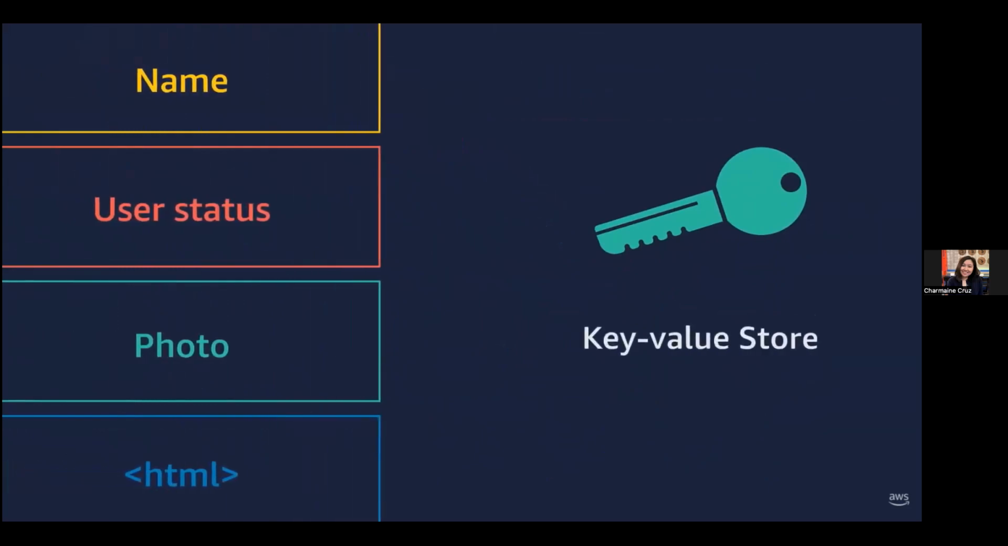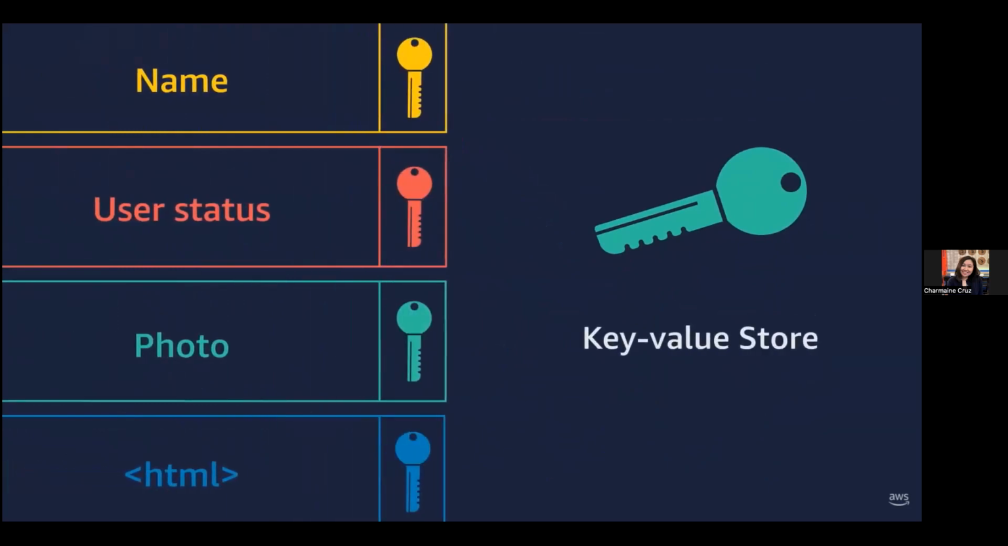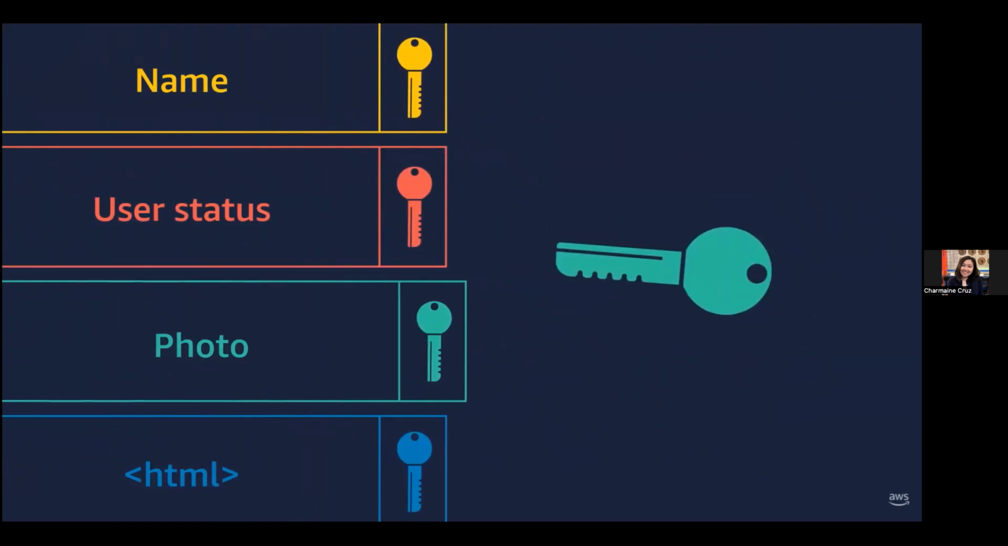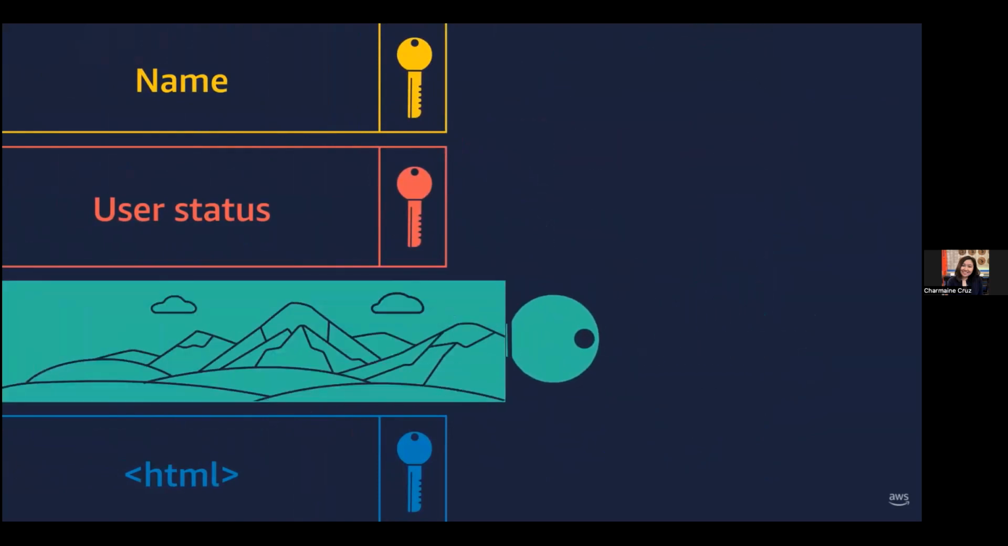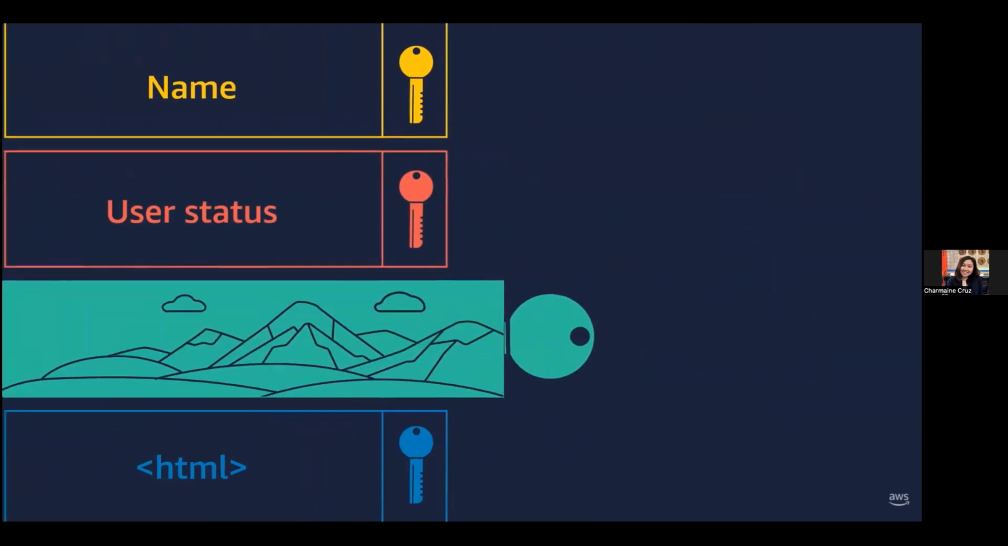Memcached is a key value store. It works by keeping a key for every piece of data it stores. This key uniquely identifies each record and lets Memcached quickly find it.